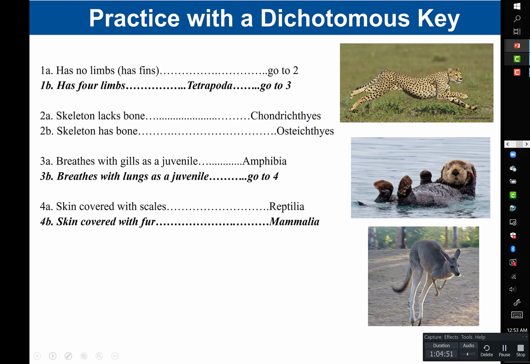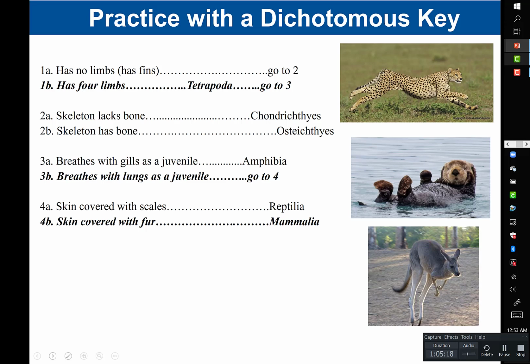Well, has 4 limbs, right? Each of those has 4 limbs. These are tetrapods. Tetra means 4. They have 4 limbs. So we're going to skip down to number 3. Number 3 says breathes with gills as a juvenile, or breathes with lungs as a juvenile. These do not breathe with gills. They breathe with lungs. So we go to number 4.